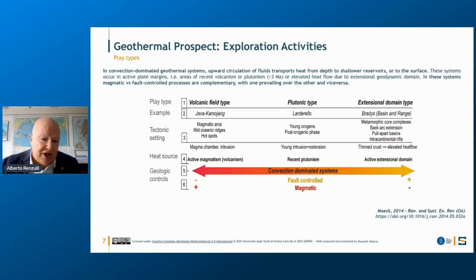We must have a heat source, and we must have a geothermal reservoir into which the fluids, like rainwater, can infiltrate and then be heated through the heat source.